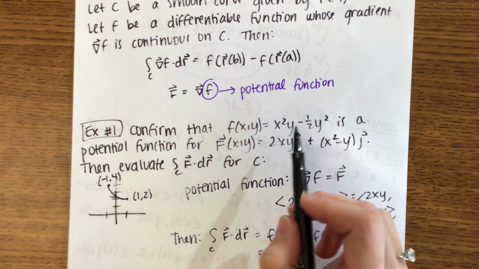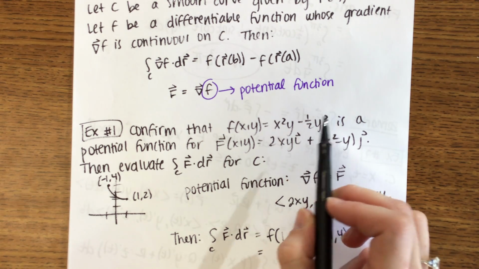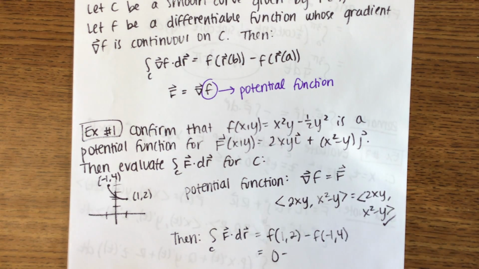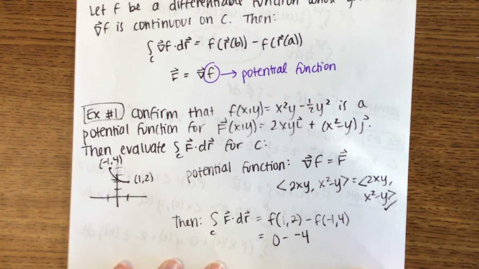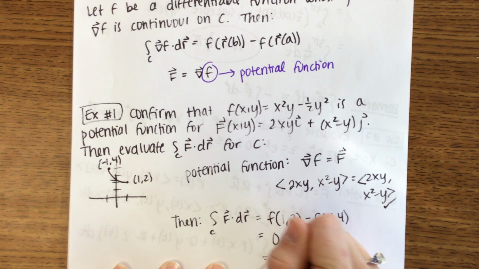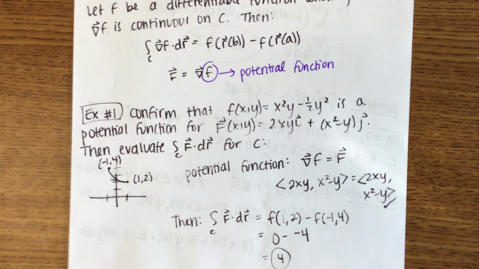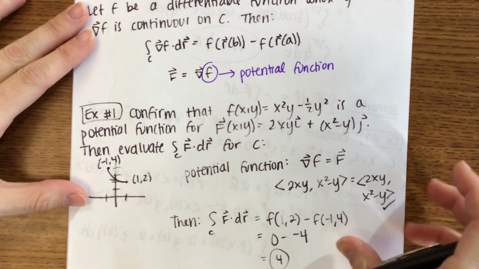Okay, if we plug in (1, 2) into here, we get 2 minus 2, 0. If we plug in (negative 1, 4), I'll tell you, you get negative 4. So our final answer then ends up being positive 4. What does that number mean? What is F dot dr? That has a very specific meaning. Work. Yeah, that's the amount of work that's done in moving a particle from (negative 1, 4) to (1, 2).